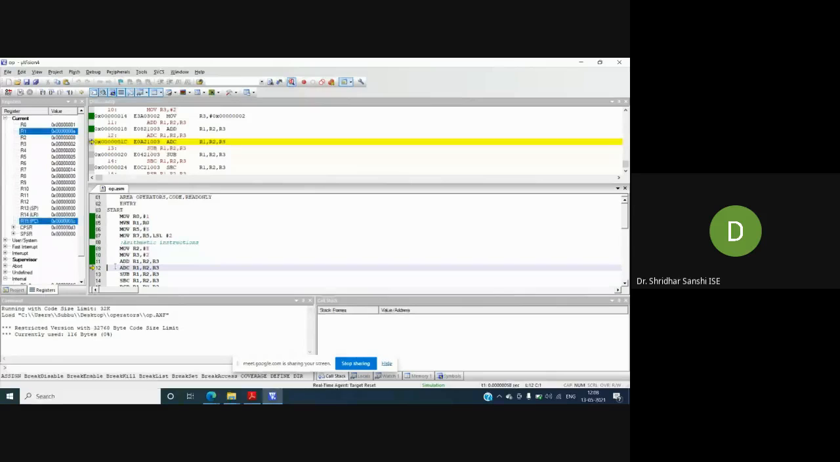Next we are adding with the carry. Before that, check the content of the carry bit. The carry bit is 0, so the result will remain the same. It should be 10. Yes, it is 10.